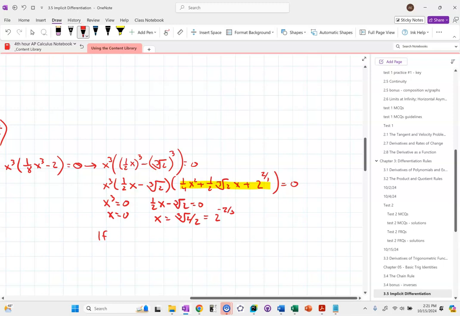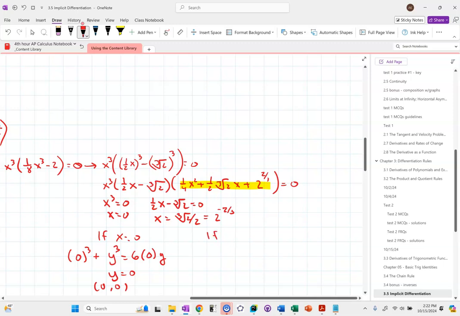If x equals 0, I'm going to have 0 cubed plus y cubed equals 6 times 0 times y. What does y have to be? 0. So (0, 0) is one solution.